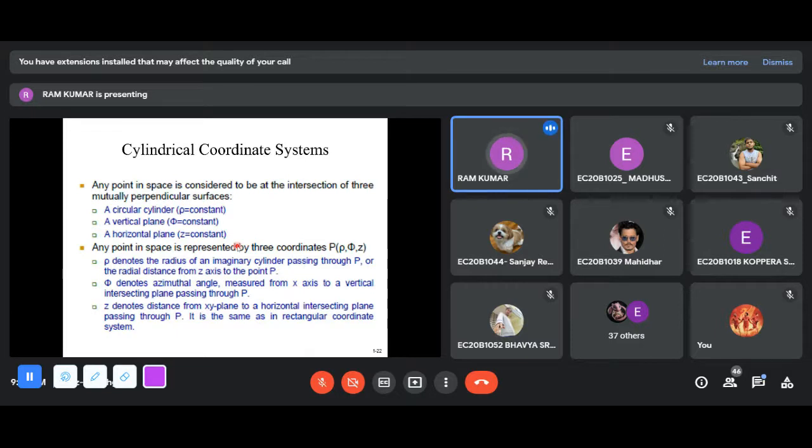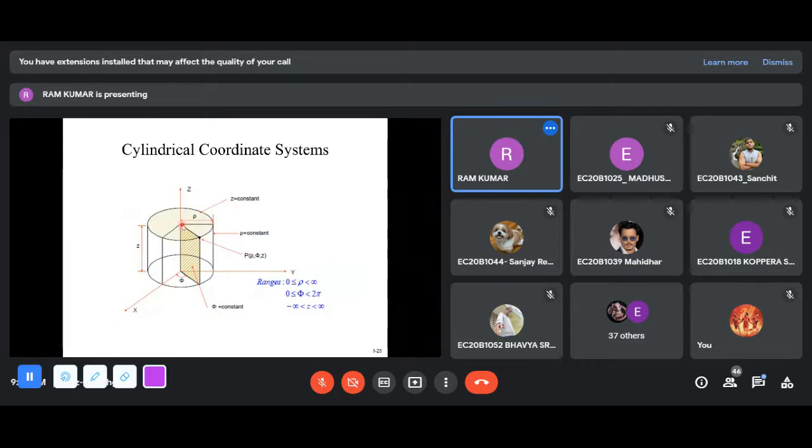So x, y, z is the parameter in the Cartesian coordinate system. Similarly, in the cylindrical coordinate system, the parameters are rho, phi, z. Rho is the distance from the line charge, say, to the point where you are going to measure a field. Simply, you can remember it as the radius of the cylinder. The range of rho is 0 to infinity.